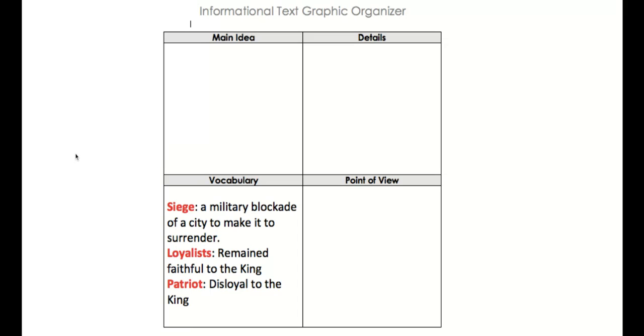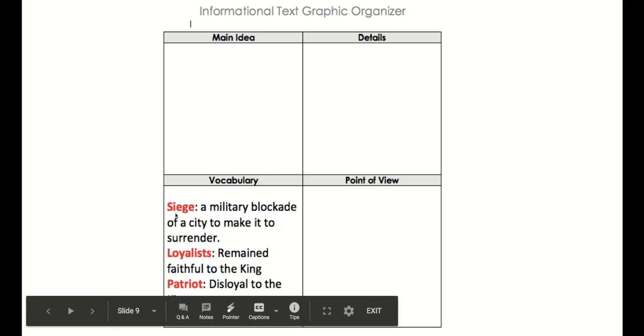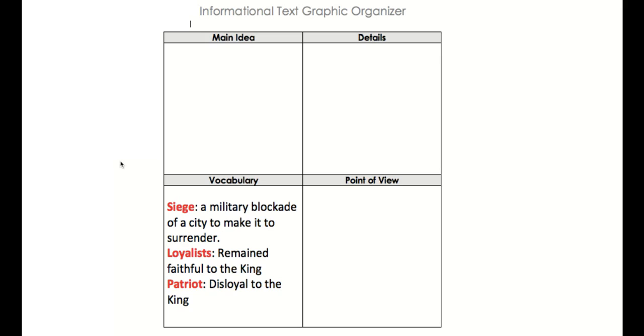All right, now let's dive into just this section of our model. We're going to focus on three vocab words. Our first word is siege. Siege is a military blockade of a city to make it surrender. So, in other words, you are trying to get the other team to quit.